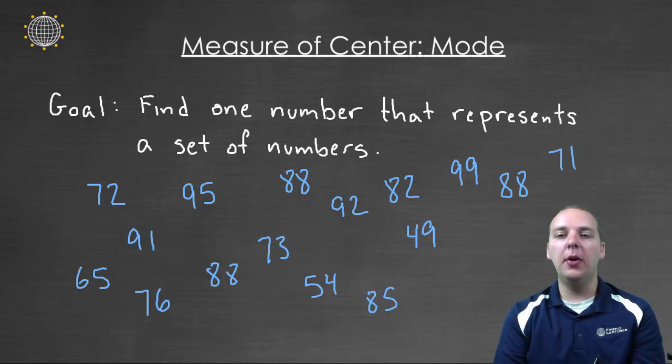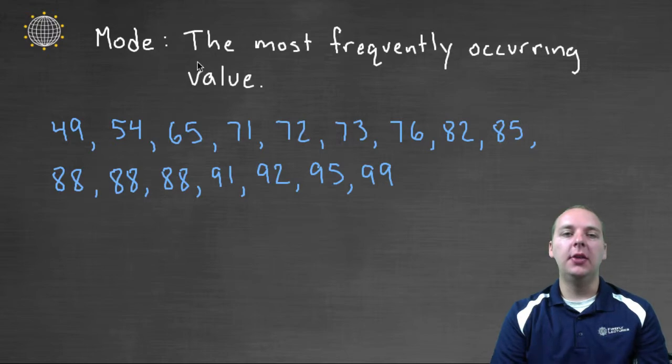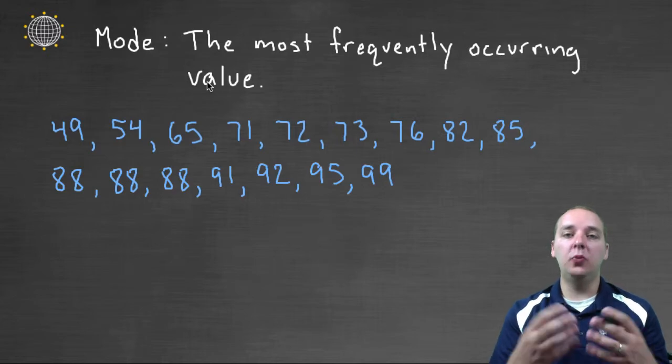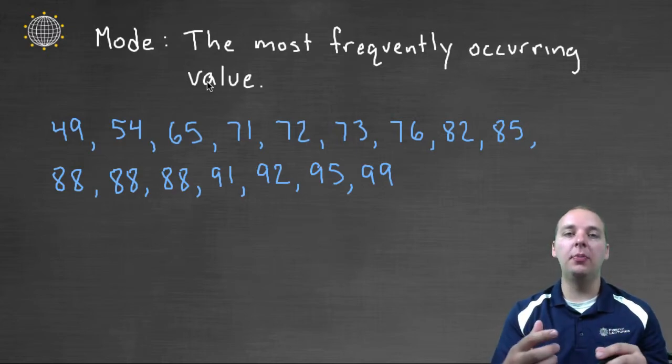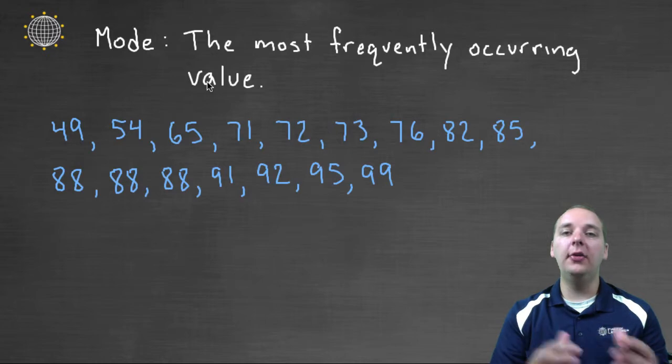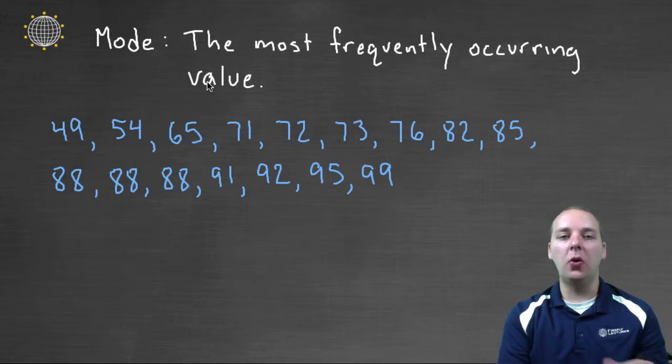Well, if we're talking about the mode, here's what the mode does. The mode finds the most frequently occurring value. And the thought behind that is if one particular test grade shows up more often than any other test grades, then that means it would possibly be a good representation for how the class did as a whole.